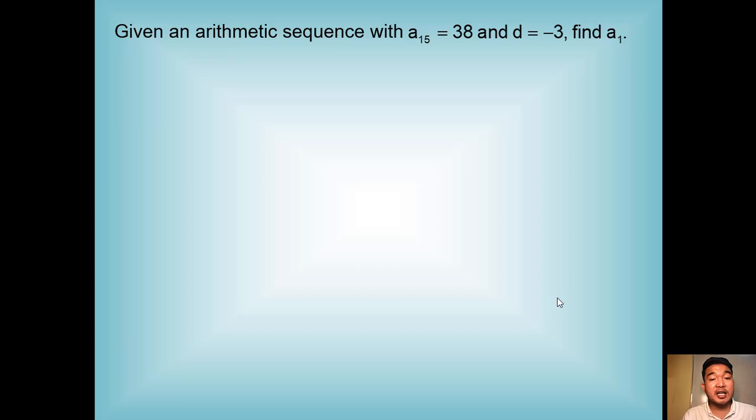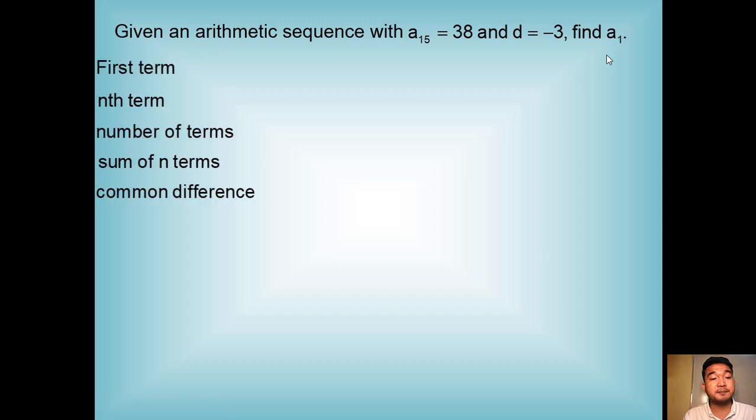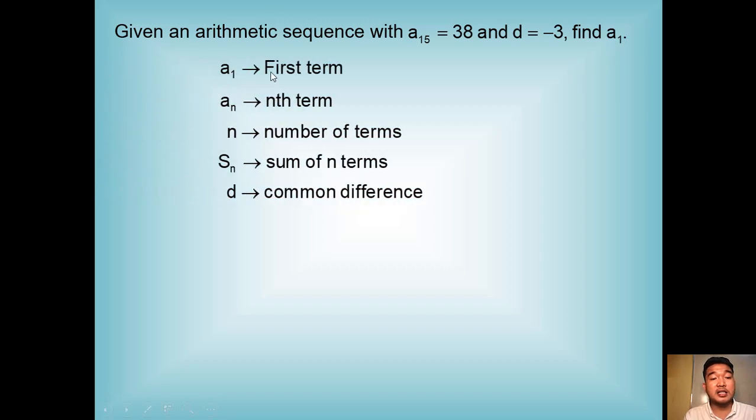Now, given an arithmetic sequence with a sub 15 is 38 and d is equal to -3, the common difference, find a sub 1. How can we solve for that? So take note that a sub 1 is the first term, a sub n is the nth term, n is the number of terms, s sub n is the sum of n terms, and d is the common difference. So let's take a look at the given problem. What are the known variables?